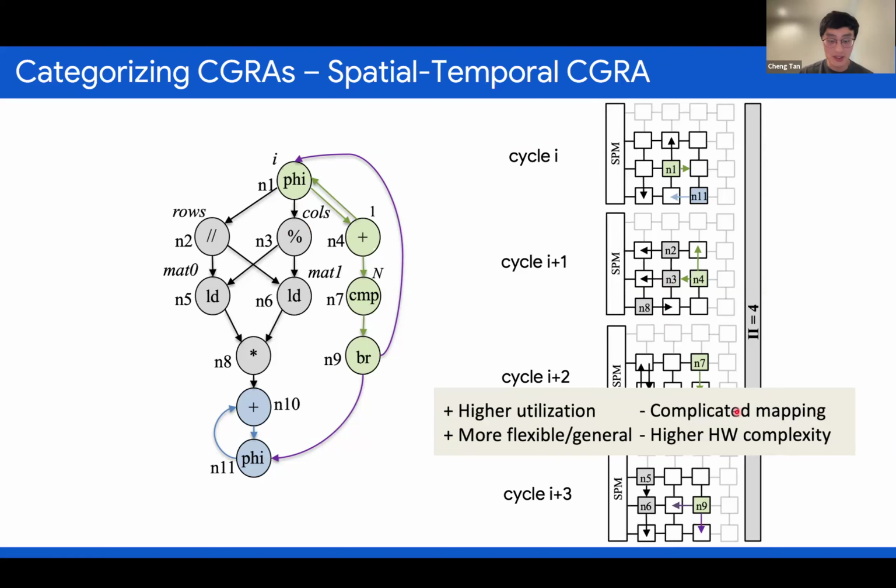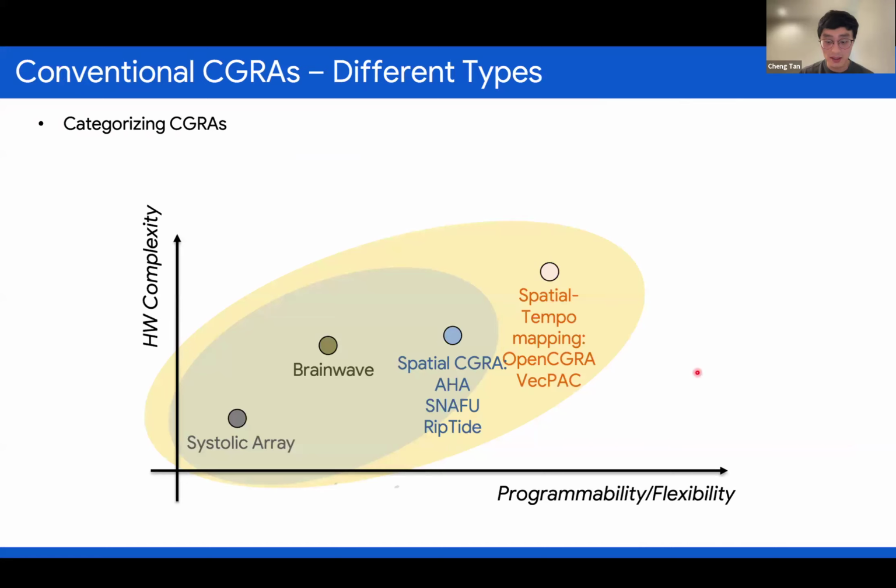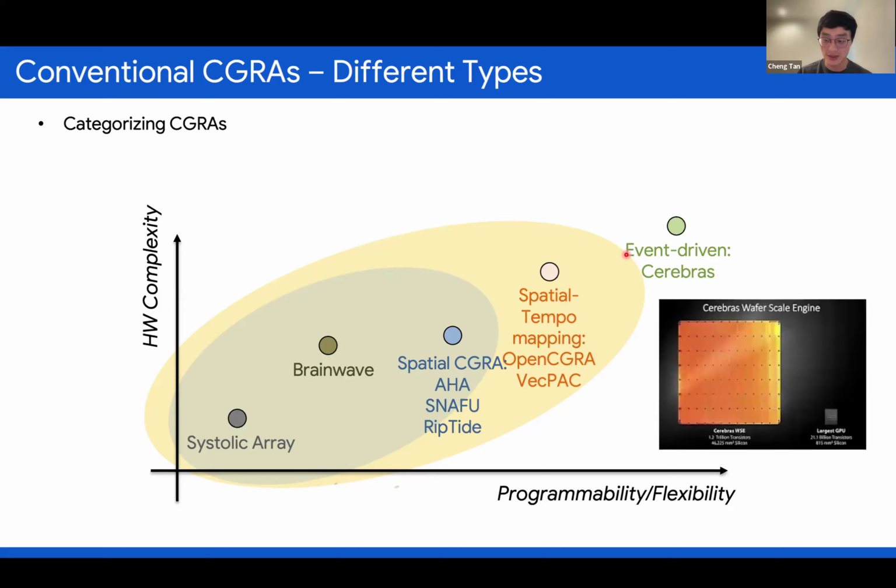So it's like a trade-off. So here I put the spatial temporal CGRA as a superset of all this stuff. And then there's another type of CGRA, or reconfigurable data flow accelerator: event-driven. Instead of just being based on the data or a single kernel, with event-driven you can do a context switch, or the task ID is embedded in the data. And once the data comes, you can choose which task you want to execute.